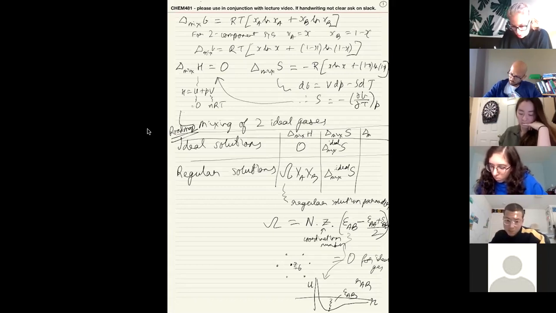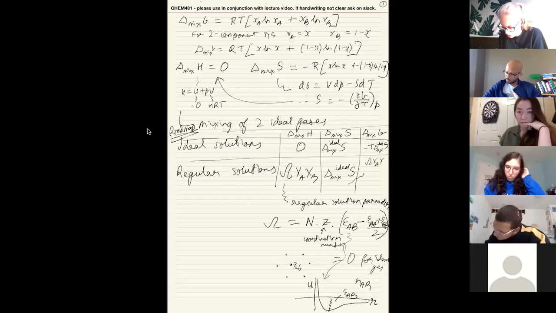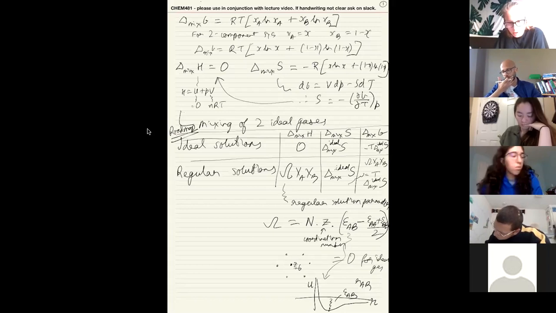And finally, you can write down here delta mix G, which will be minus T delta mix ideal S for an ideal solution. And for this one, it will be omega XA XB minus T delta mix ideal S. So this is what we are going to do in the next few classes.